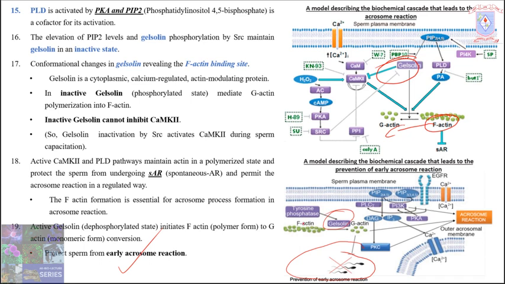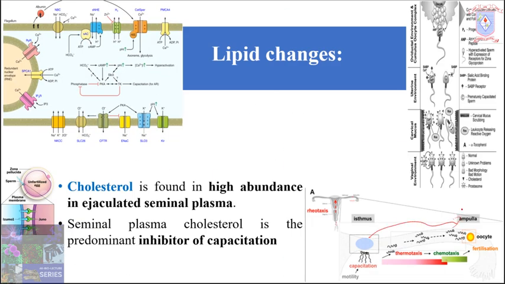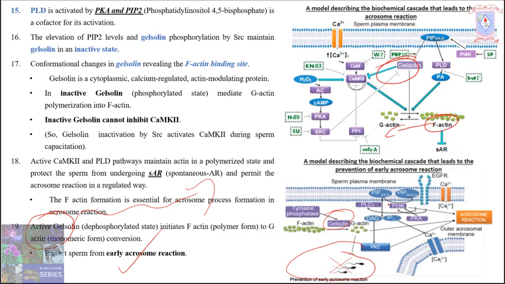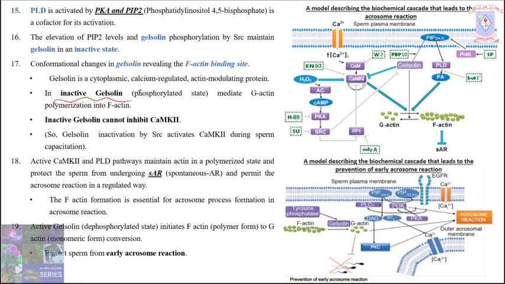But at this situation, gelsolin must be inhibited because the sperm has to reach to the ampulla region and proceed to the acrosome reaction, isn't it? So at this stage, at the end of the capacitation, the gelsolin must be in inactive form. In inactive form, gelsolin promotes the G-actin to F-actin conversion, and F-actin formation is essential for acrosomal process formation also.